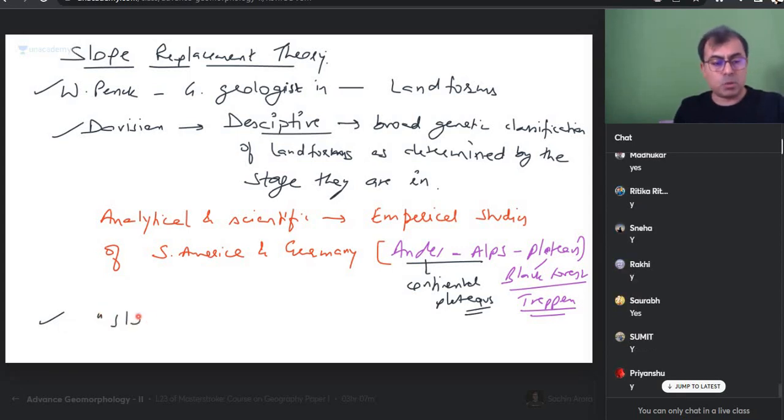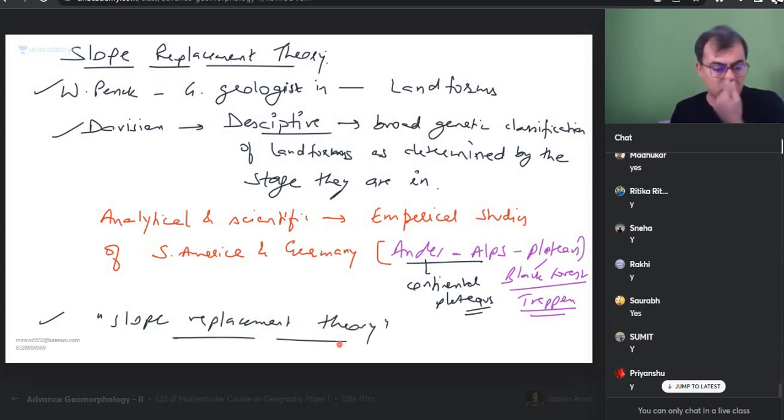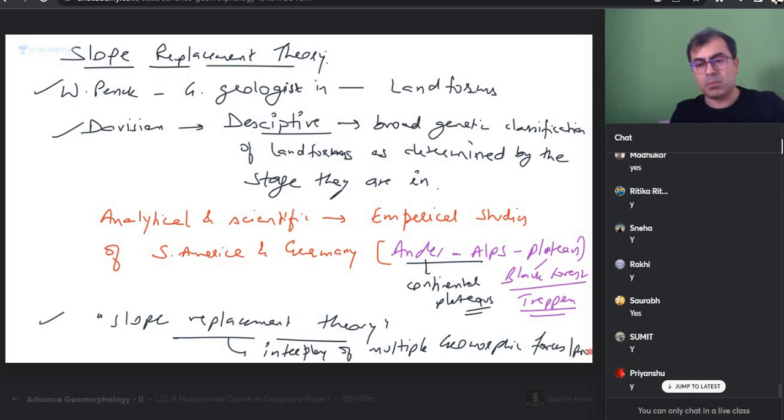Based on his studies, Penck propounded the slope replacement theory, which suggested that an interplay of multiple geomorphic forces or processes determine the landforms and their associated dynamism. Is everyone with me?